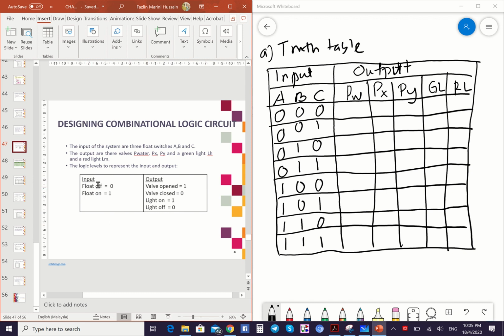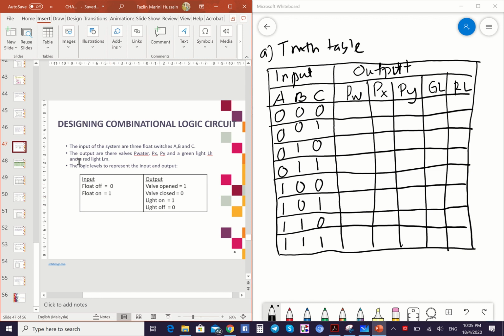So you have input level, logic level: float off is 0, float on is 1. And for the output: valve open is 1, valve off or closed is 0, light on is 1, and light off is 0. Based on the input, when A is equal to 0, it means the float is off. What does float off mean? Float off is when the water or the liquid X and Y is below the float. Float on is when the water level, or X and Y, is above the float.